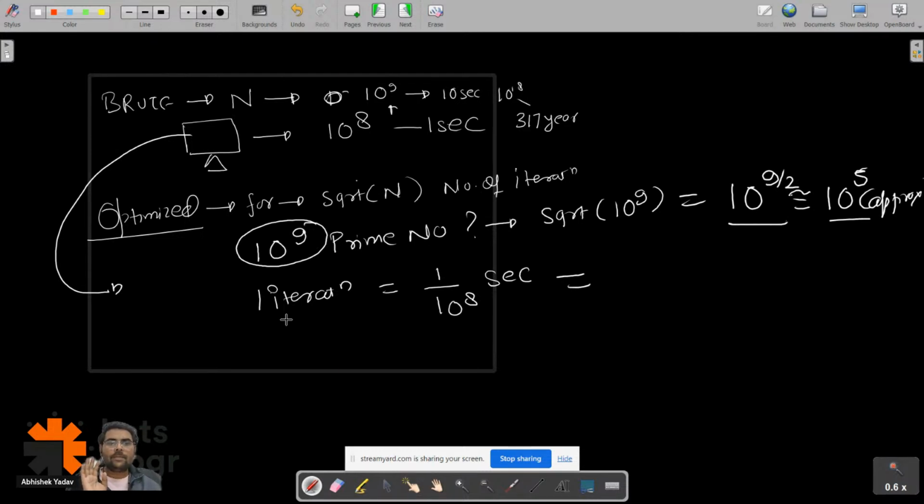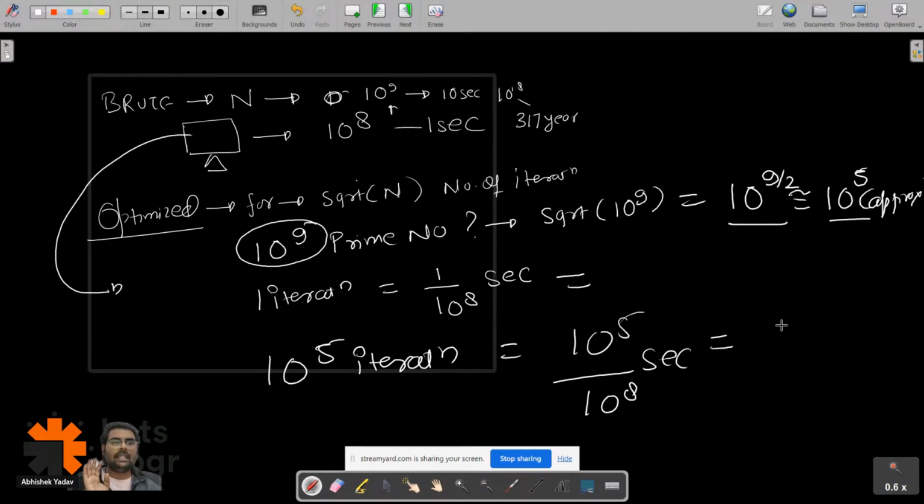So here, if one iteration is equal to 1 divided by 10 to the power 8 second, then 10 to the power 5 iterations will be equal to 10 to the power 5 divided by 10 to the power 8 second. That will be equal to 0.001 second. Right, everyone? That will be equal to 0.001 second.